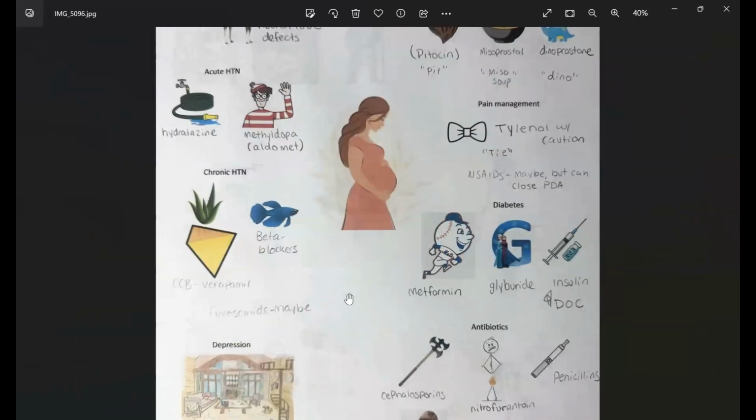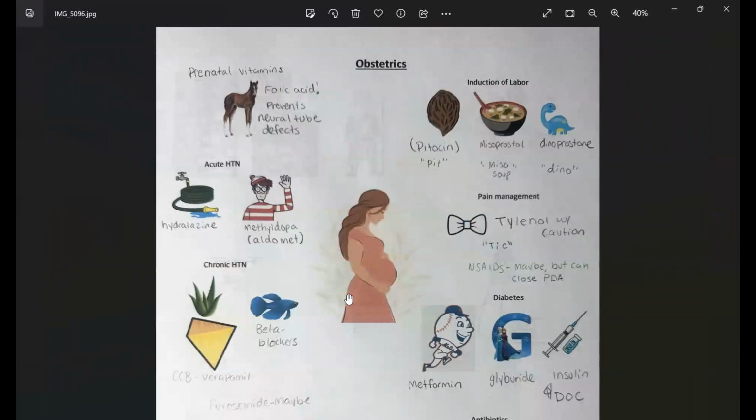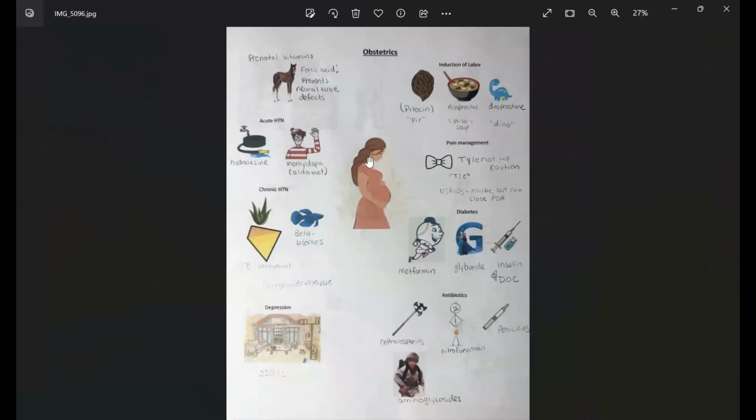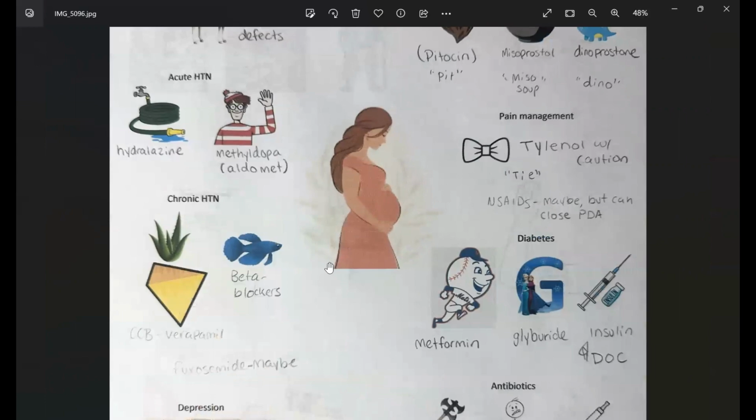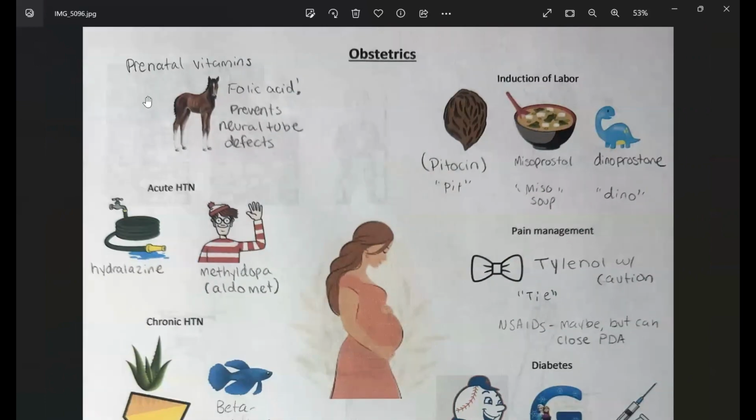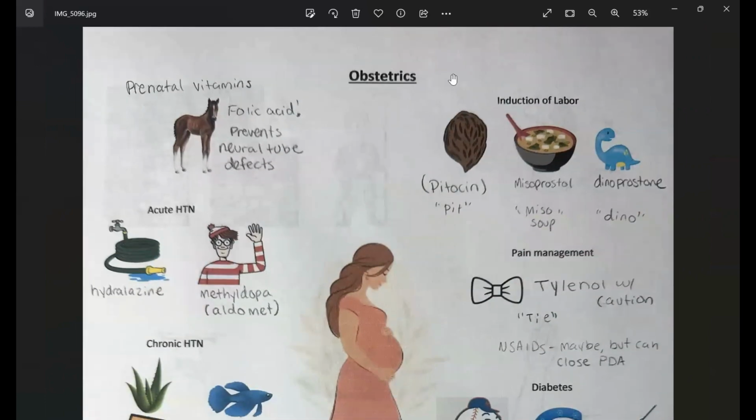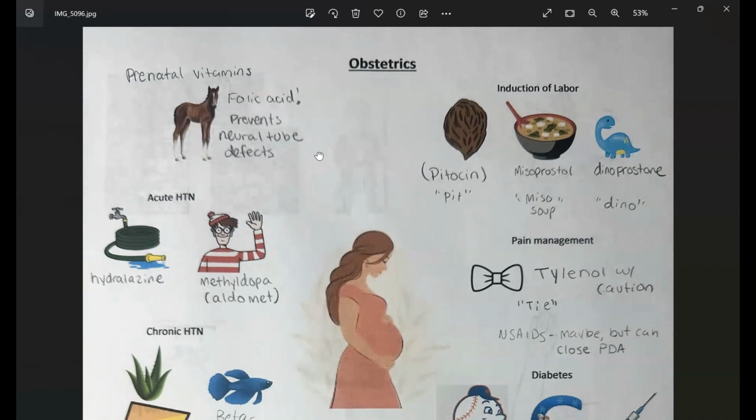And so now I'm just going to talk about drugs that are okay to use in obstetrics. So we have a pregnant lady here to help remind you right in the middle of what's going on. We'll start up here with prenatal vitamins. Obviously, it's important that pregnant people get their prenatal vitamins, but it's very important to get folic acid. So we have a fool for folic acid, and that is going to prevent neural tube defects.